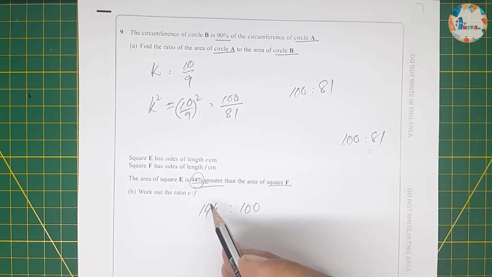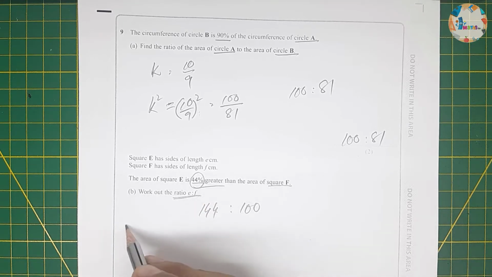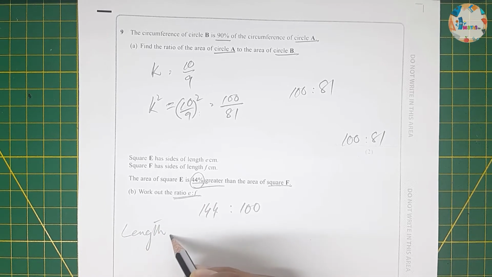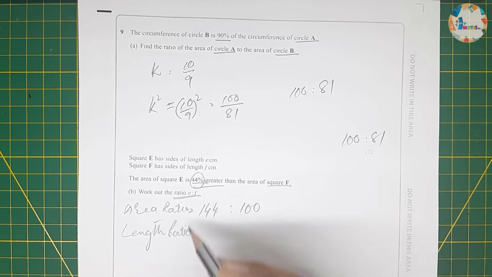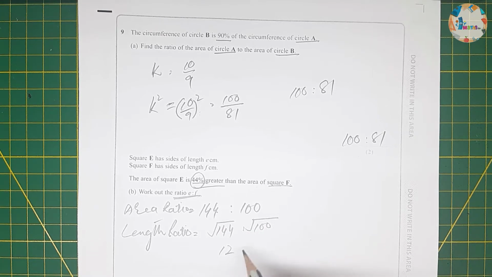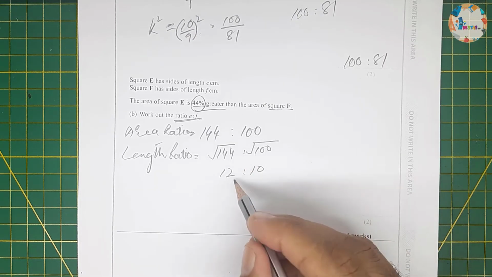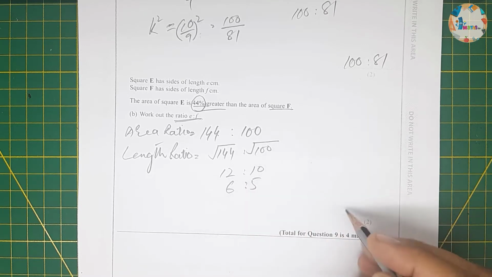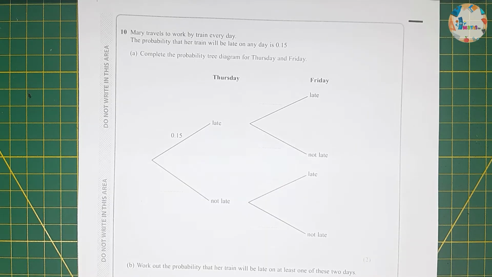And since this is the area ratio, for the length ratio we can take the root: root 144, ratio root 100. This will be equal to 12 ratio 10. And 12 ratio 10 we can simplify to 6 ratio 5. So our answer will be 6 ratio 5. Hopefully you understood this. Now question number 10.